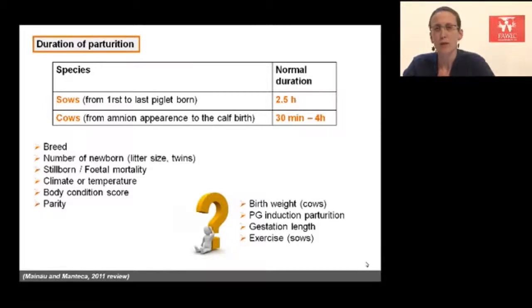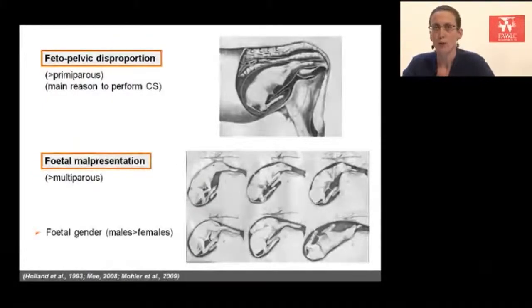And if we remember the definition of dystocia, we said that it is caused by a parturition longer than normal, but it is also caused because some parturitions need several assistances. So here we have two examples in cattle that consider this severe assistance.